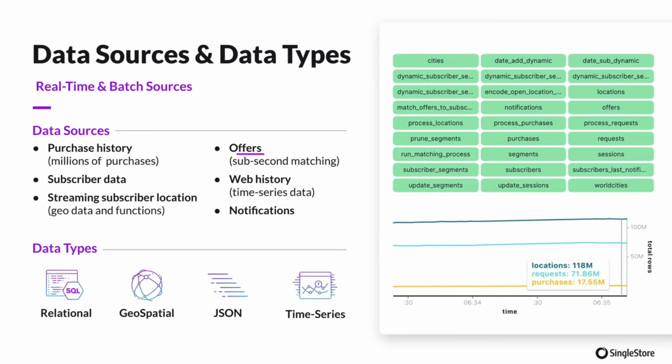You'll see offers, web history, and notifications, and it's really important to note that all of this data is going to be of different types. You'll have relational, geospatial, JSON, and time series data, all of it real-time and batch in nature. You can see some of the tables here on the side that we're going to pull in, and some of the volumes. We're going to stream this data in real time and in batch to show you this use case today.